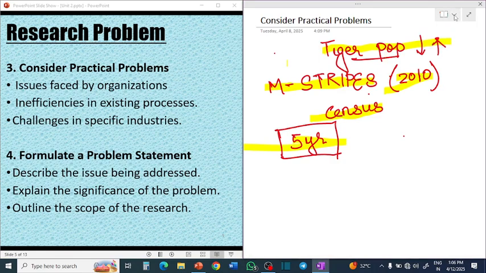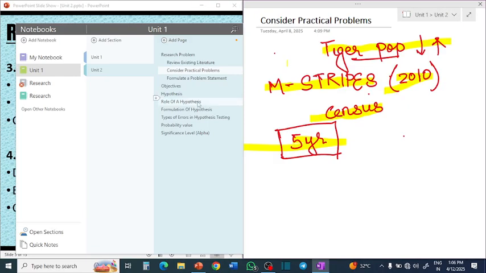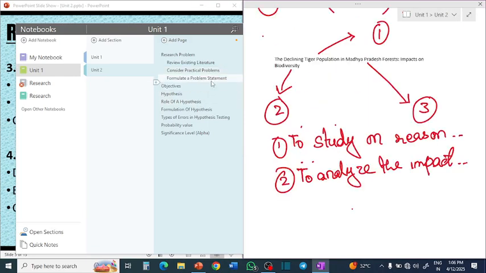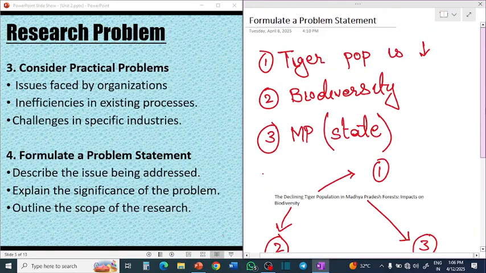Then we go on to formulate a problem statement. When you are formulating a problem statement, you have to keep three things in mind. The first one will be you have to describe the issue being addressed. So what is the issue we are addressing? The issue that we are addressing in this particular research topic is the decreasing population of the tigers.